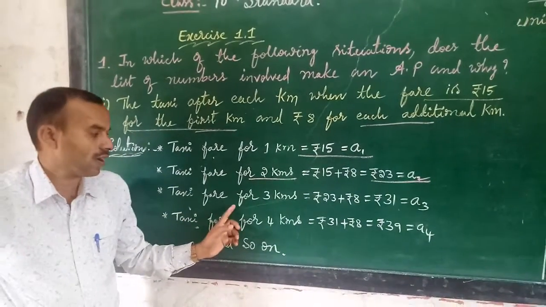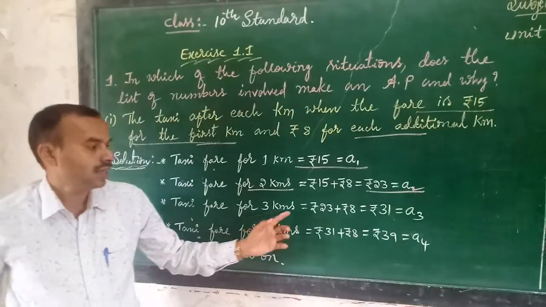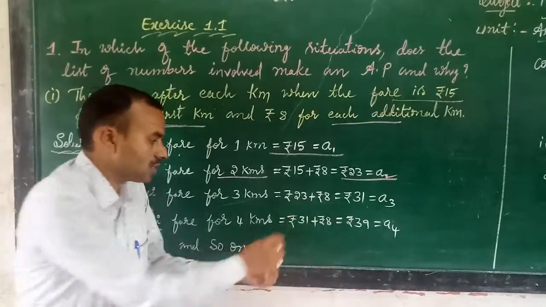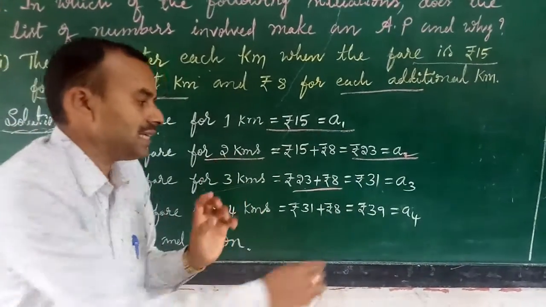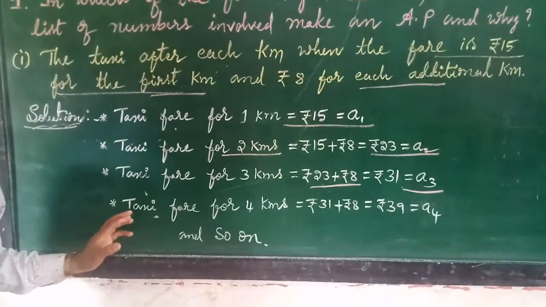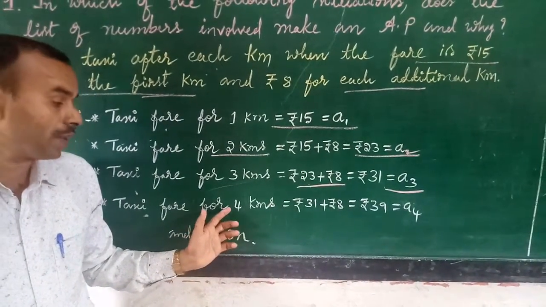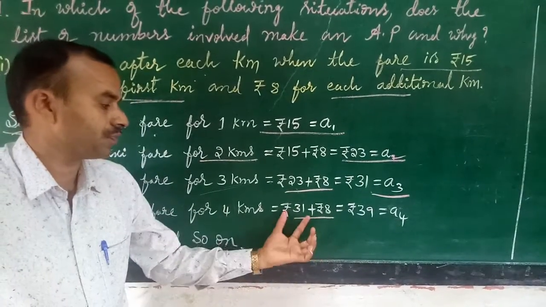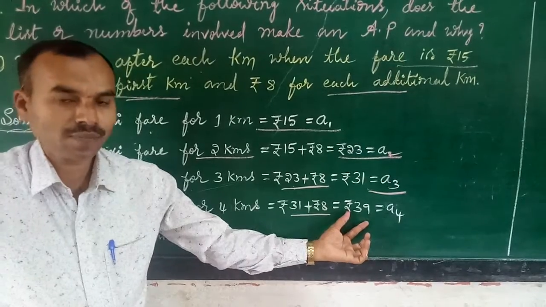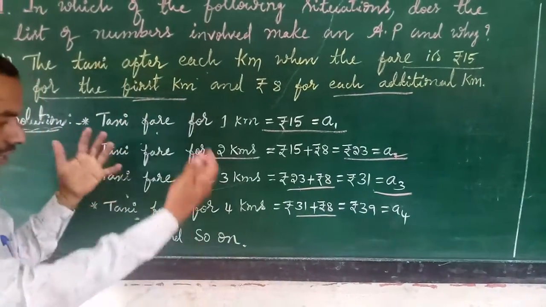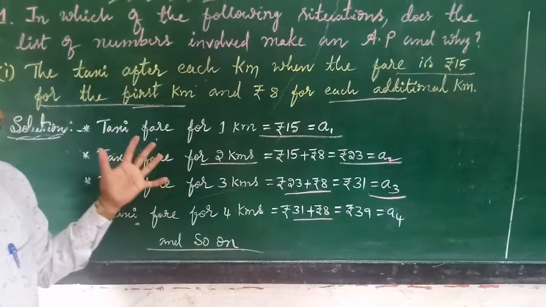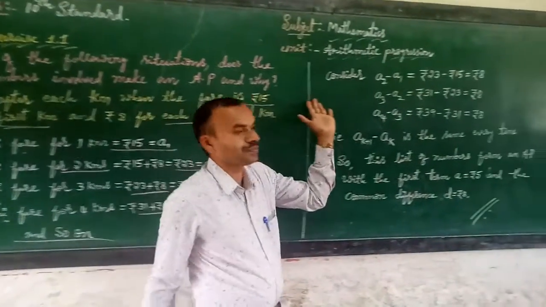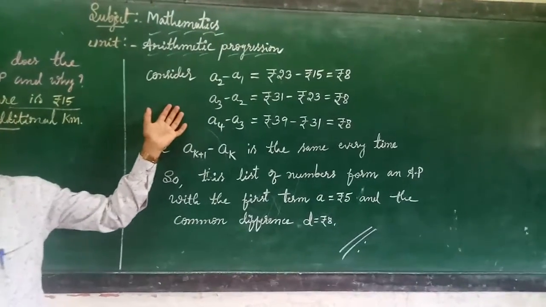Taxi fare for 3 kilometers is ₹23 plus additional charge ₹8. This sum is ₹31, that is A3, the third term. Taxi fare for 4 kilometers is ₹31 plus additional charge ₹8. Total is ₹39, that is A4. Similarly write A5, A6 and so on.